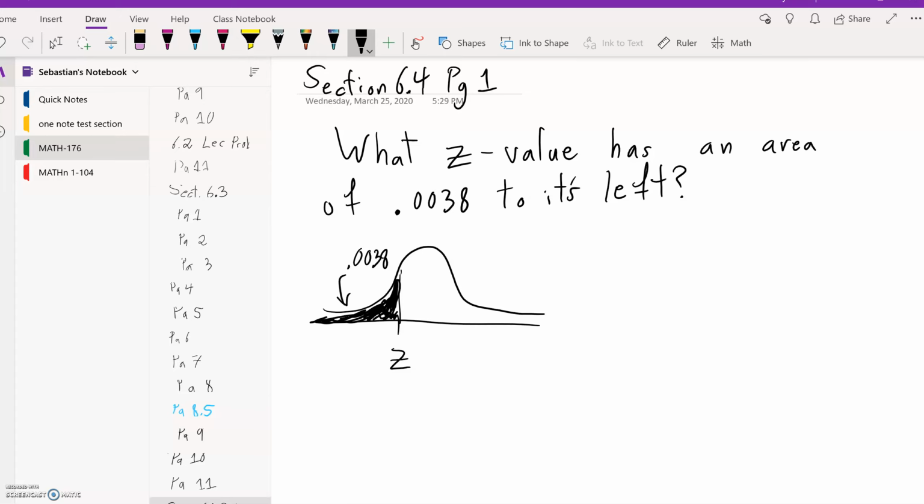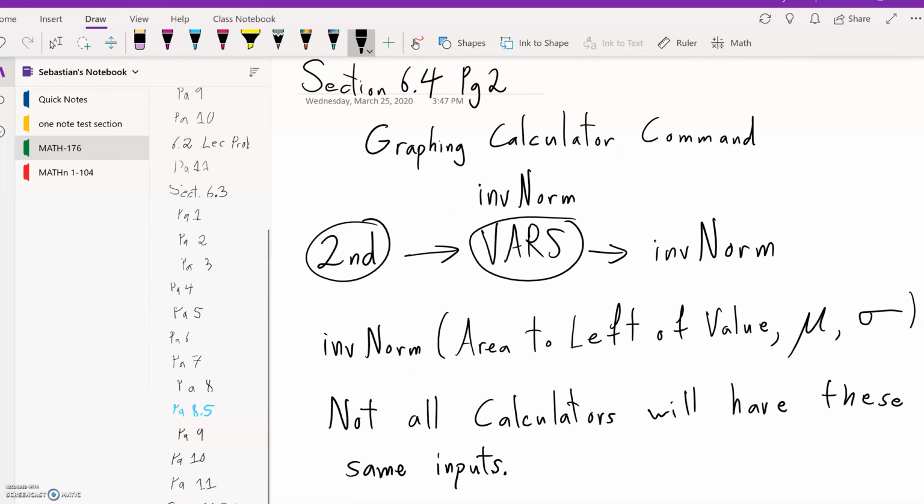In order to find this z-value, we will have to make use of a new graphing calculator command. That graphing calculator command is invNorm. To access this invNorm command, you will have to hit the second button and then click on the vars button and scroll on down to invNorm.